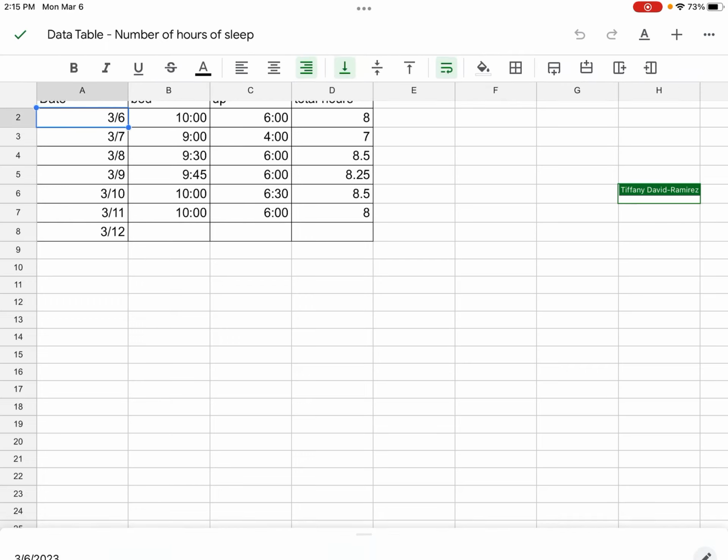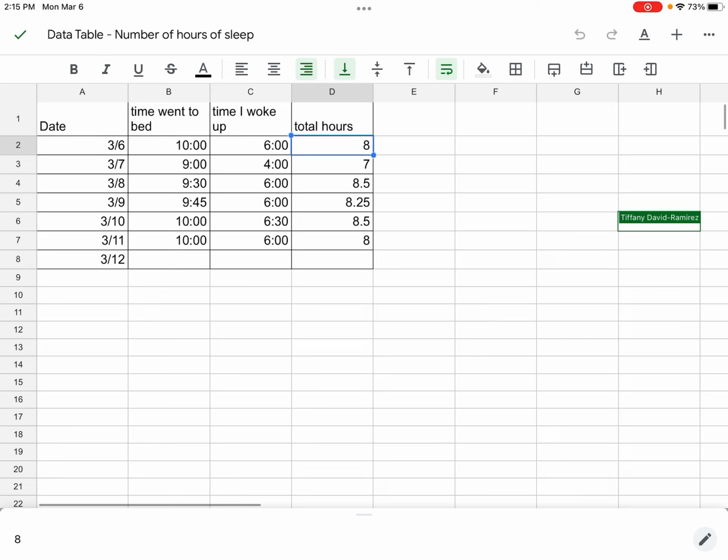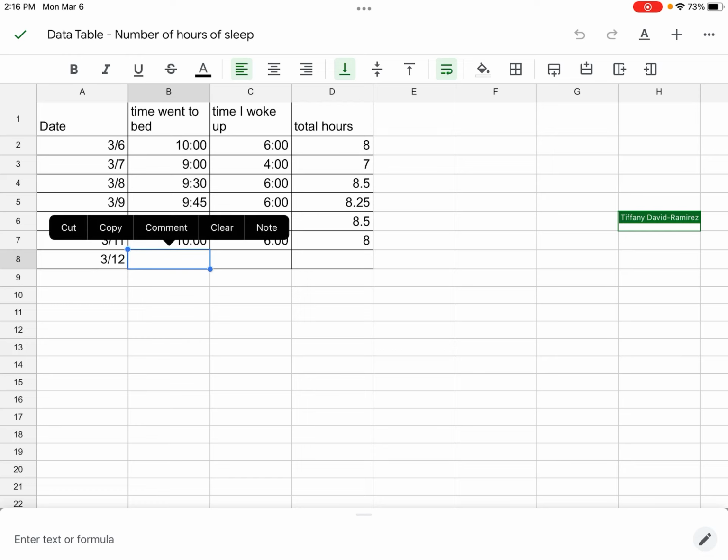So I put the dates here. I put a time, okay, that I went to bed, time I woke up, and then the total hours, okay? And I did that for maybe 7 days, okay? I don't have my last one, but maybe I went to bed at 9:30 and woke up at 5:30, and then I would record my hours. It all depends on your sleep, okay, for this type of data table.